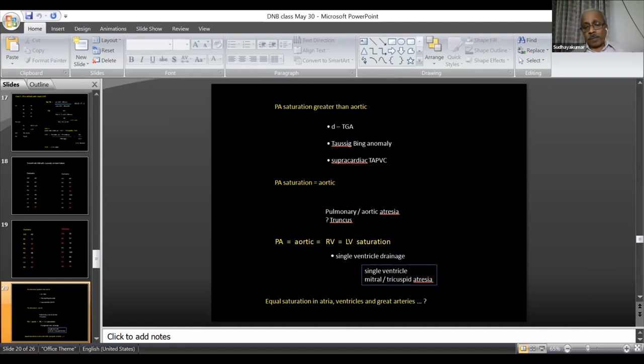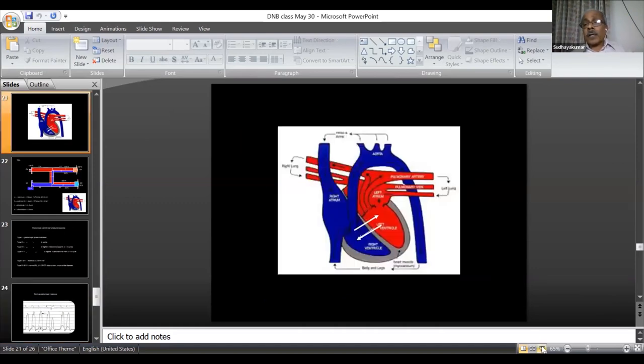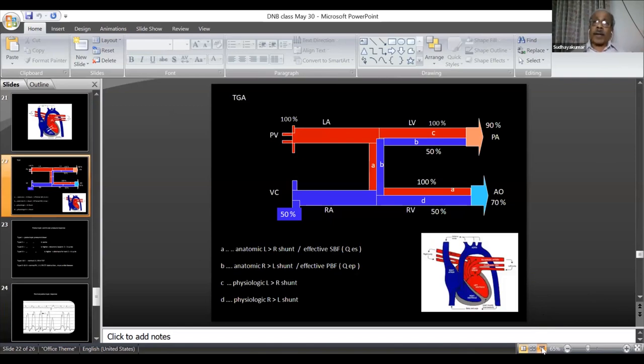That is TAPVC. Okay, I will have the last slide. That is, you have what is called the transposition of great arteries. Students are not at all familiar, except very few students who have been trained in congenital heart disease, probably the pediatric fellows. This is transposition. You have the vena cava with the desaturated blood coming to the right heart and the pulmonary venous blood coming to the left heart.